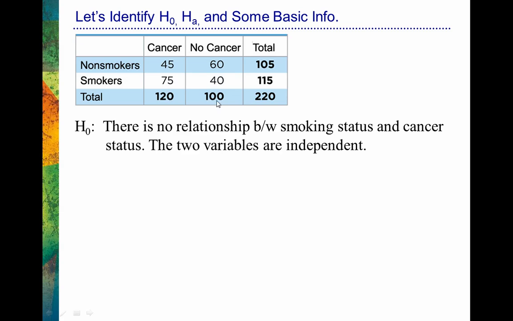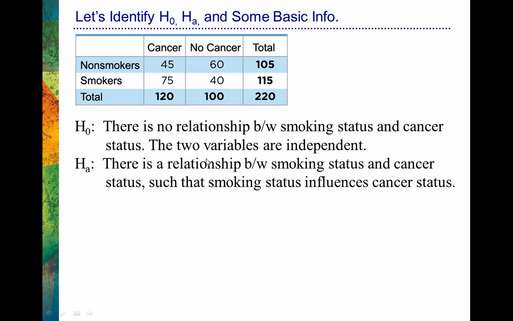So if they're completely independent, it doesn't matter if you smoke or not in terms of determining your probability of getting cancer or not. Now, of course, the alternative hypothesis would state that there is some type of relationship. So there is a relationship between smoking status and cancer status such that smoking status influences cancer status. So there is some type of relationship. That would be the alternative. So we always have these two competing hypotheses. All right, that's just like we were working with before.